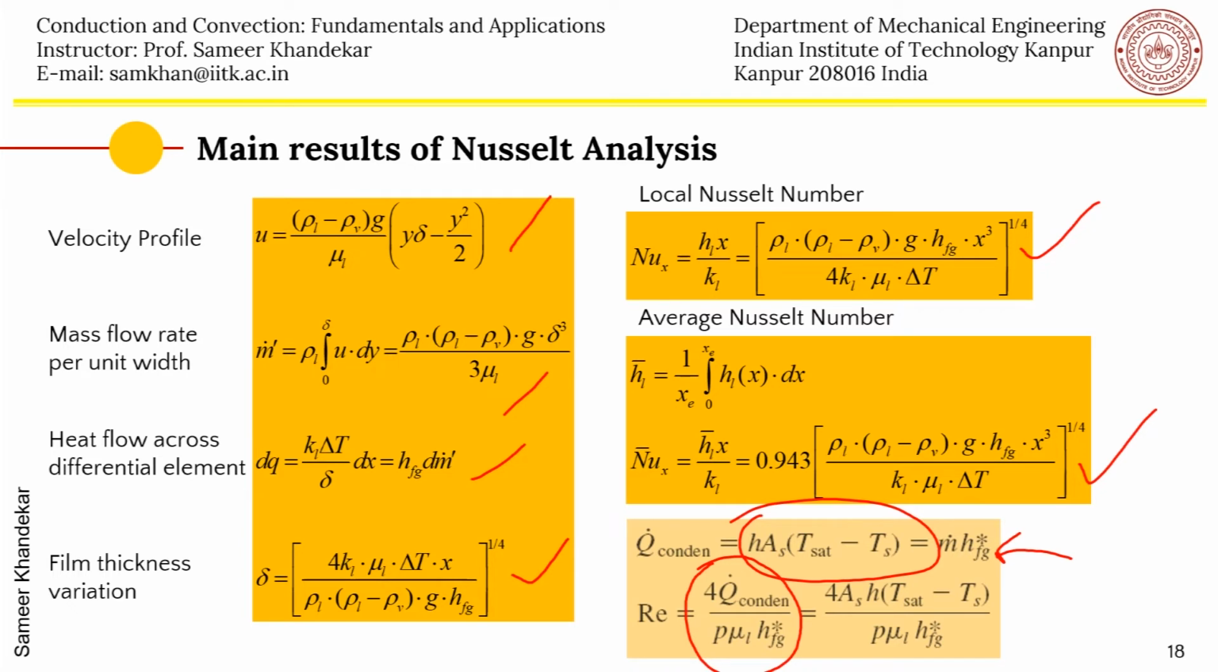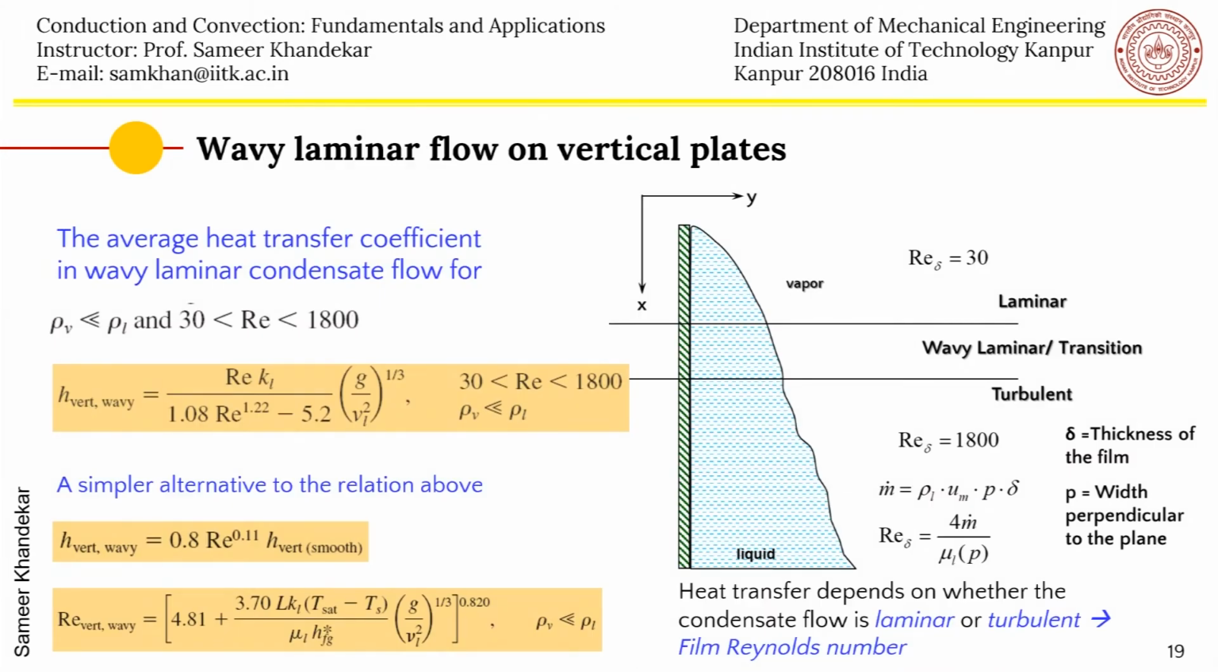For turbulent flow, the heat transfer will be slightly larger, and then empirical or semi-empirical correlations are available. For example, if you are operating in the wavy laminar region, in the range when the Reynolds number is between 30 and 1800, at that time there are some correlations which you can note down. These are semi-empirical correlations. So if you know the Reynolds number of the flow, directly you can get the heat transfer coefficient.